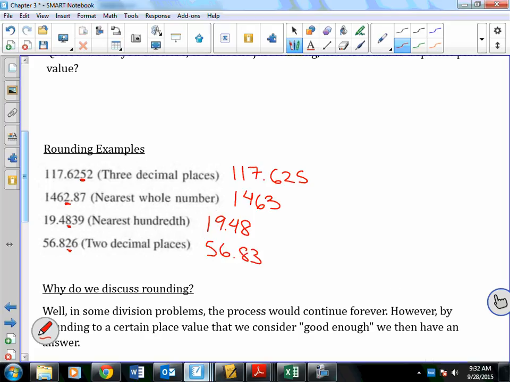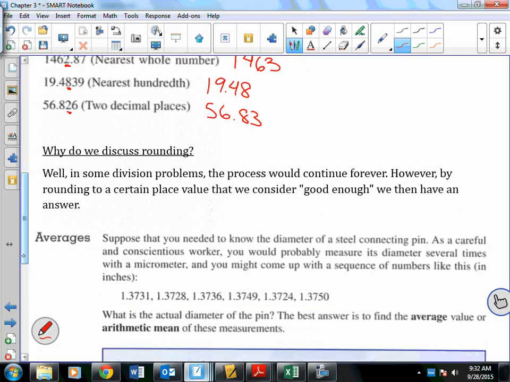And the reason that we round is because in some division problems, the process would continue forever. However, by rounding to a certain place value, we consider this to be good enough. We're getting an estimate for the value, because in all application senses, we're just looking to get an estimate, a number to work with. So we want a number that's good enough. But real places occurs as averages.